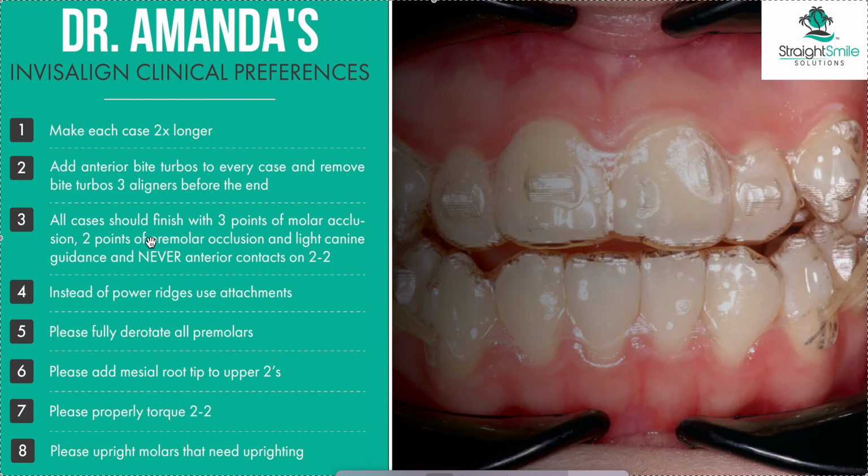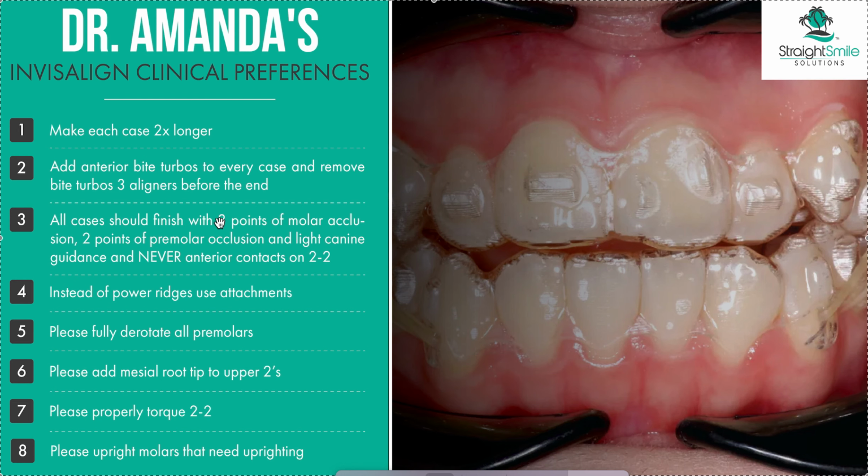Number 3, all cases should finish with 3 points of molar occlusion, 2 points of premolar occlusion, and light canine guidance, and never ever anterior convex on 2 to 2. 2 to 2 is 7 through 10, or 23 to 26. That's always on my stuff. That's on every single one. Now, do they always pay attention to it? No. I often have to ask it. I feel like I type this like 100 times a day. So that's what I want.